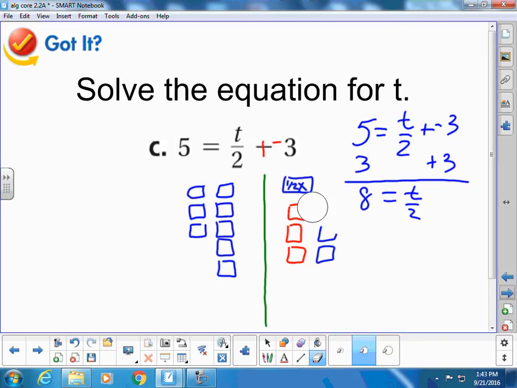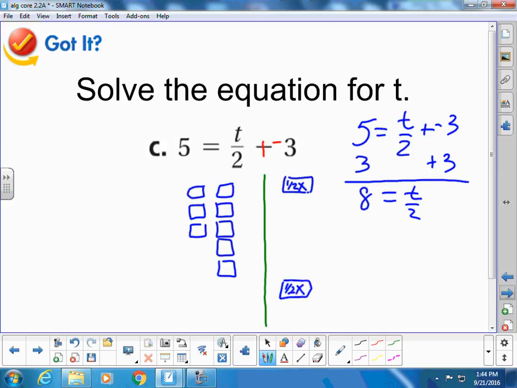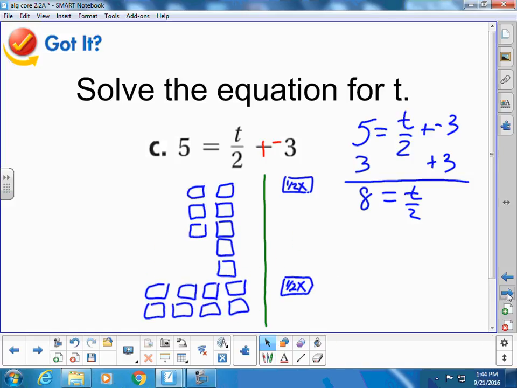So these are zeroed out. And now we have a half of an x equals 8. Well, I don't want to know what a half of x equals. I want to know what a whole x equals. So I need to add another half of x here and 8 more 1s. Now I have a whole x, because 2 halves make a whole, and x equals, if you add up all my 1s, 16.